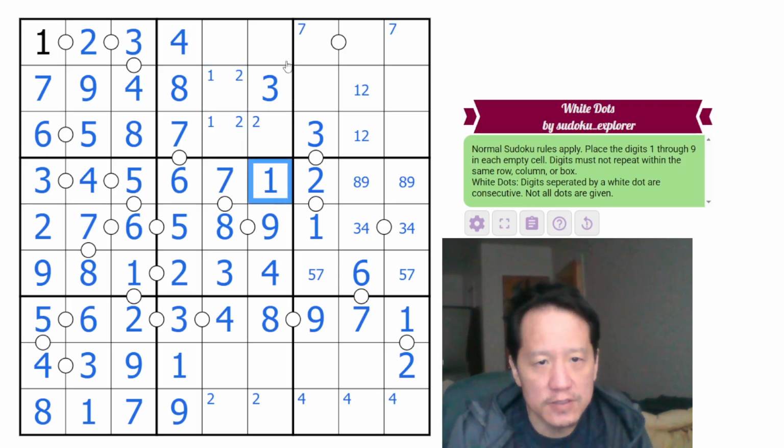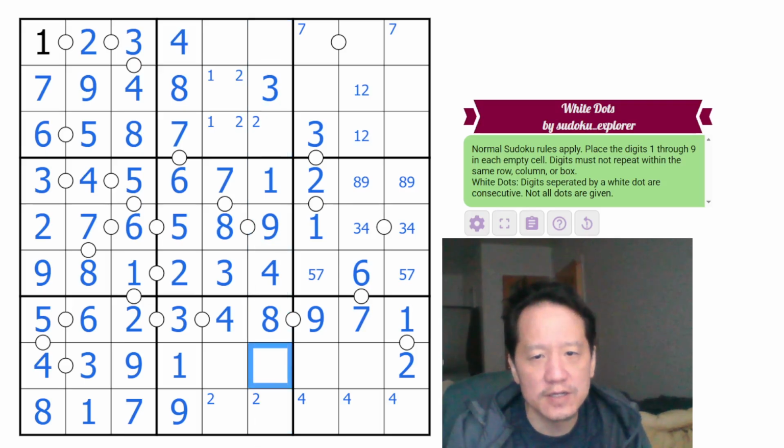That's fine. Let's look at column 6 now. What are the remaining digits there? They have to be 2, 5, 6, and 7. Well, 7 can't be here. 7 can't be here. Where is the 7 in column 6? It has to be here. So this is a 7. And then we have 2, 5, and 6, which could be any of them.